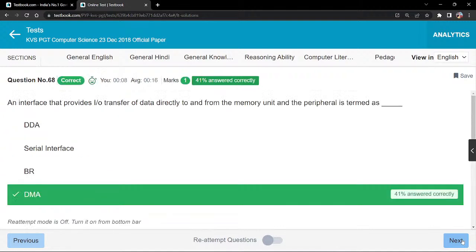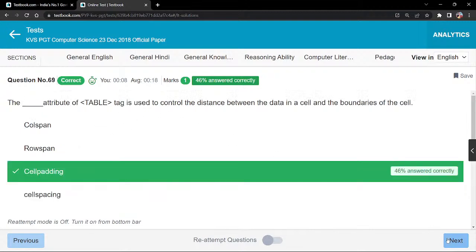So a question came from DMA too. DMA is a transfer of data. The cell padding attribute of the table tag is used to control the distance between the data cells. So cell padding.